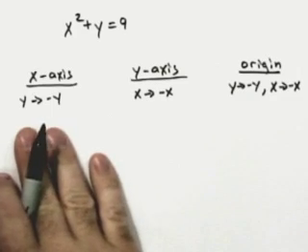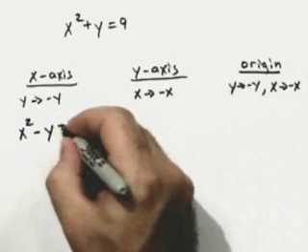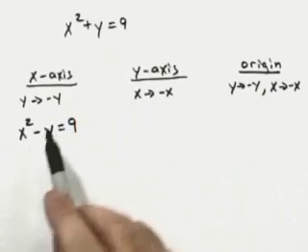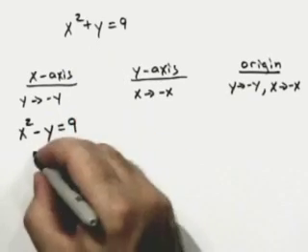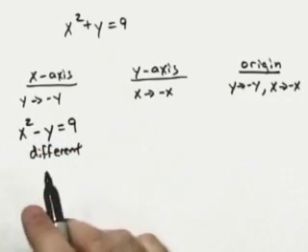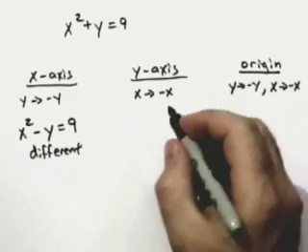So for x-axis symmetry, we'll have x squared minus y equals 9. If we compare this equation to our original equation, we can see that these are not the same equation. So we say that those are different. And so the graph of the equation does not have x-axis symmetry.